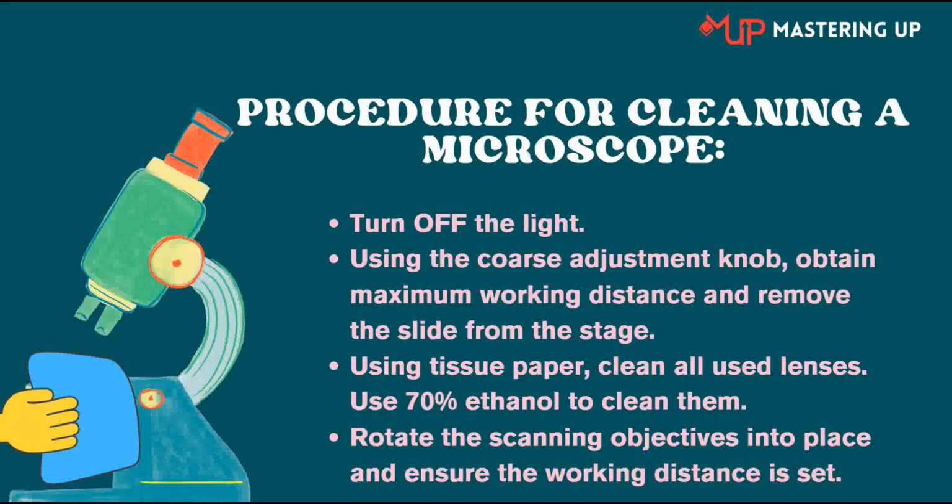Let's move on to the procedure for cleaning a microscope. Before cleaning a microscope, we have to turn off the light and then use the coarse adjustment knob to obtain a maximum working distance, and then remove the slide from the stage. Then we have to use tissue paper to clean all the lenses. We can use 70% ethanol to clean them. Later we can rotate the scanning objectives into place and ensure the working distance is set.